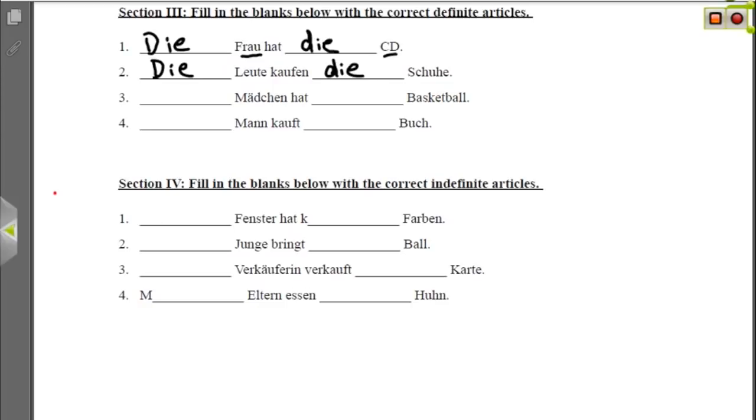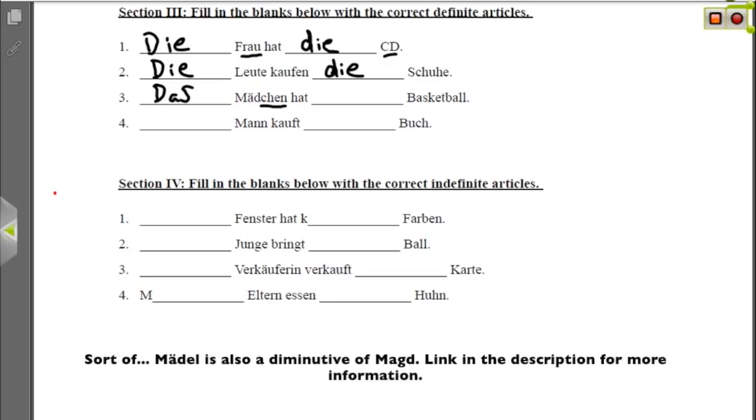Number 3. Mädchen hat Basketball. We have the word girl, basketball, and has. So we have the girl has the basketball. The girl is the one that's doing the having. She's the one doing the action of the sentence, and therefore we have here das. Wait a minute. Das Mädchen? Das Mädchen. Yeah, das Mädchen. Because it's a girl, you would think that it's die Mädchen, but because the word ends in chen, we have to have here the neuter, because anything that ends in chen is automatically made smaller. It's actually a form of Mädel, and so we have here das Mädchen.